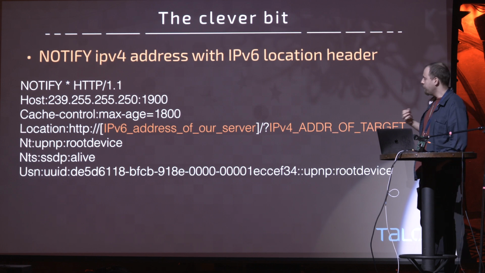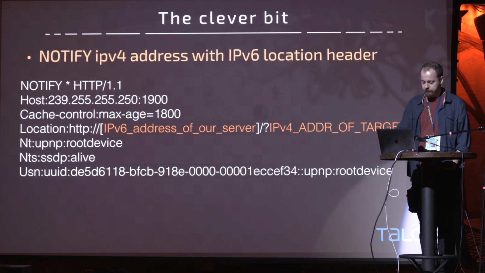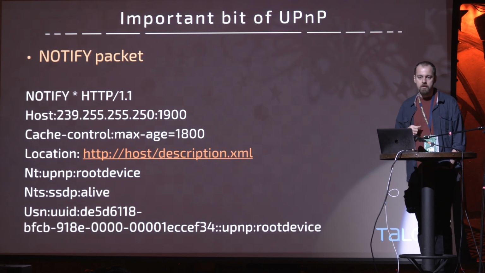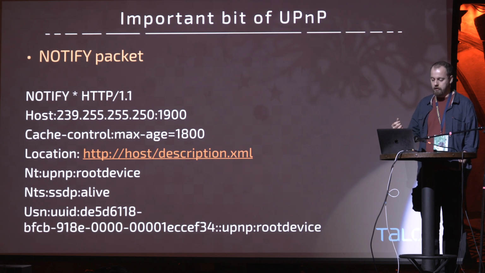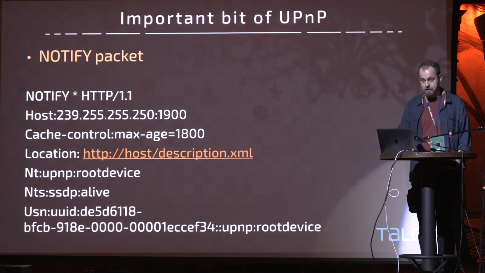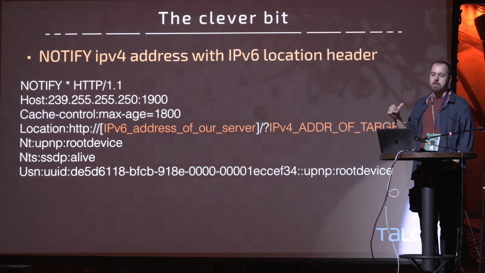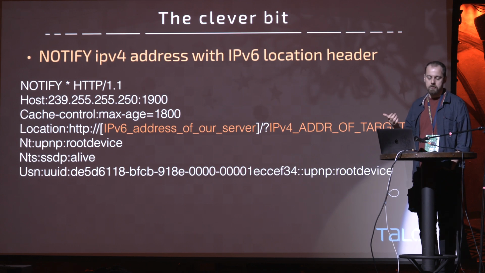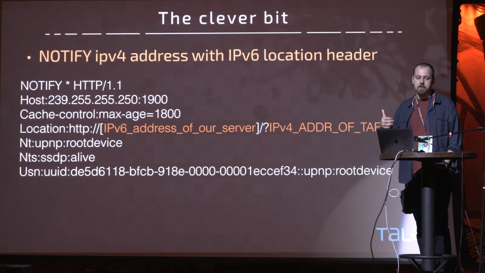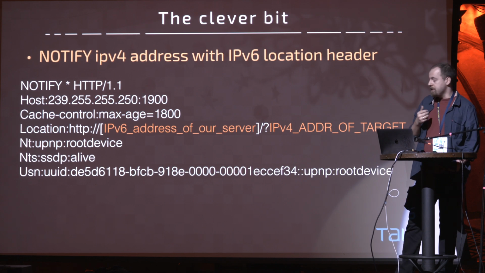So we asked ourselves, what would happen if, in the location header, we replaced the destination host or target host in the URL, instead of using the actual IPv4 address of the particular host that sent this notify packet? What if it instead places an IPv6 address there? Would the receiving party actually try and connect over IPv6 to fetch that XML? And the answer is yes, basically.